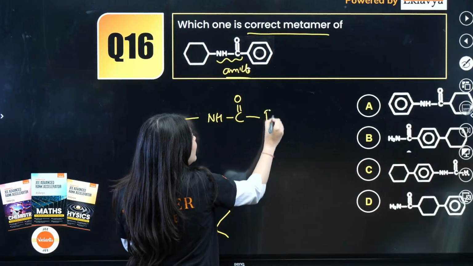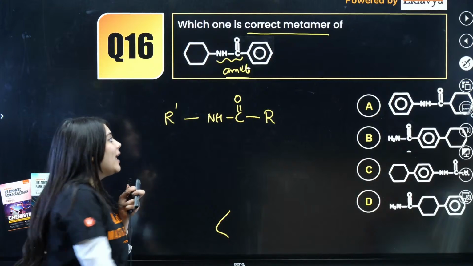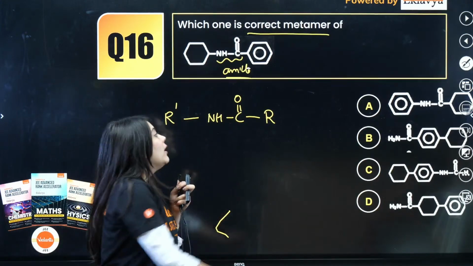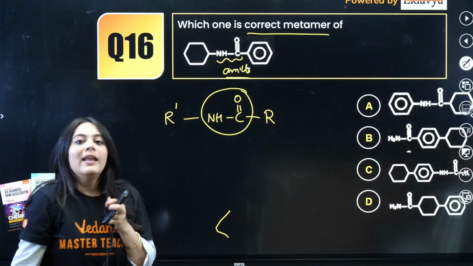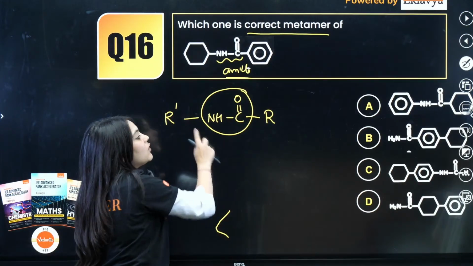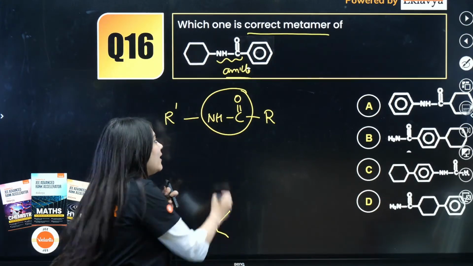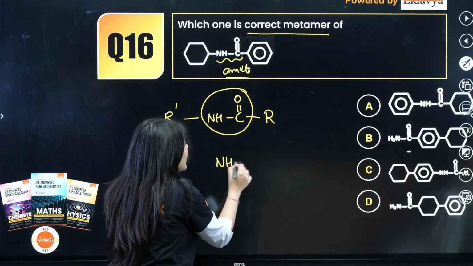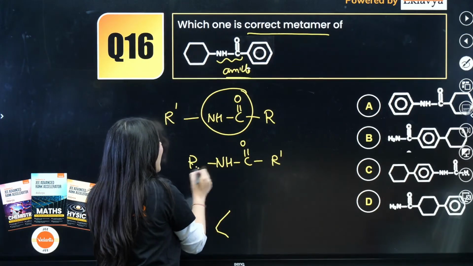If here the R group is present and here the R dash is present, I can now, what can I do? This functional group is present somewhere in the middle, right? Now I can change the position of the alkyl groups attached to both sides. So I can write it like this as well: NH, C double bond O. Here the R dash will come and here the R will come.